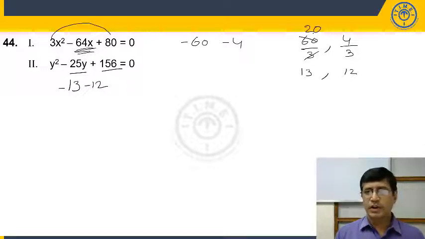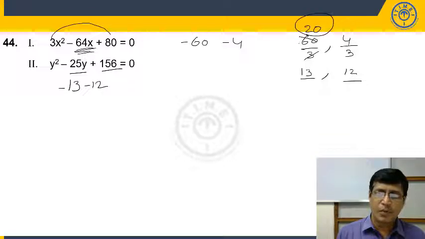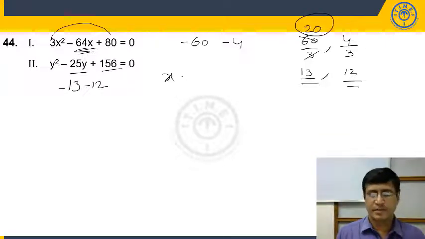Now 20 and 4 by 3, and here what is given? 13 and 12. So how are these related? 20 is more than these two values. So x is greater than y.